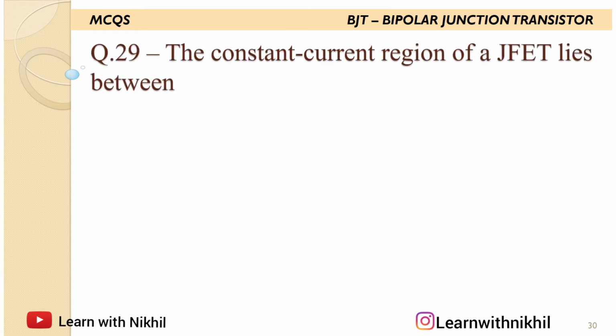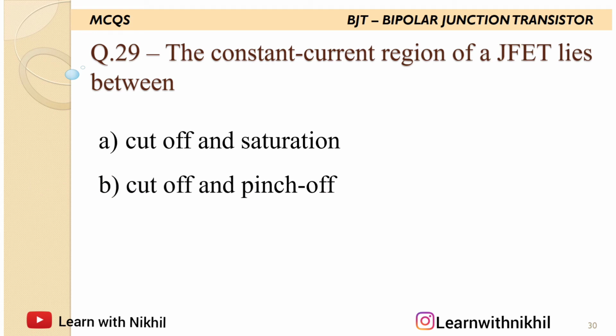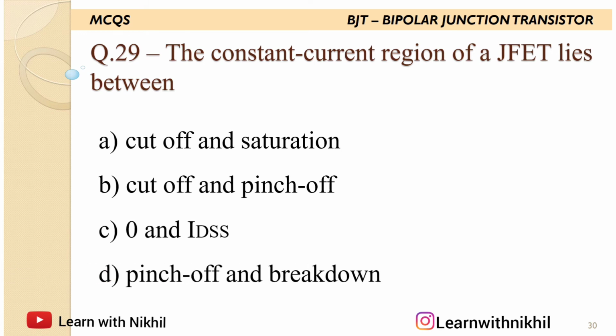Next question. The constant current region of a JFET lies between: A. cutoff and saturation, B. cutoff and pinch off, C. 0 and IDSS, or D. pinch off and breakdown. And the answer is pinch off and breakdown.